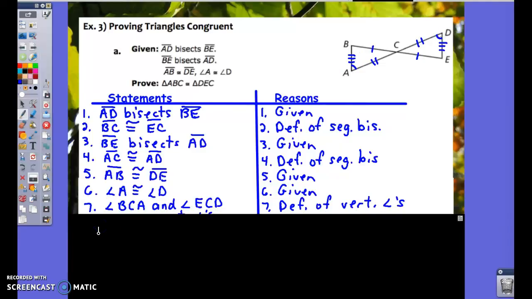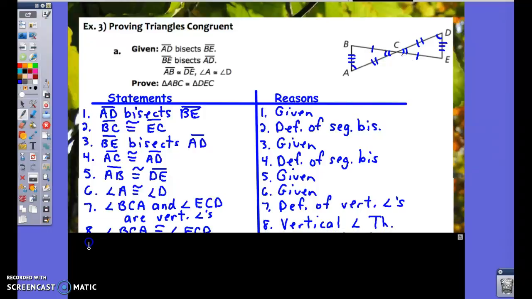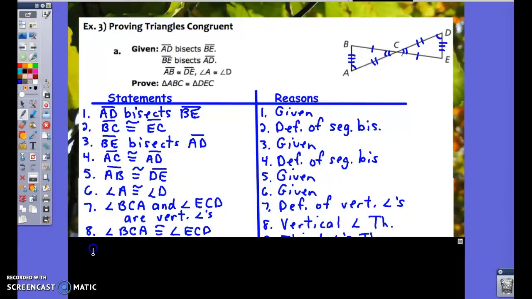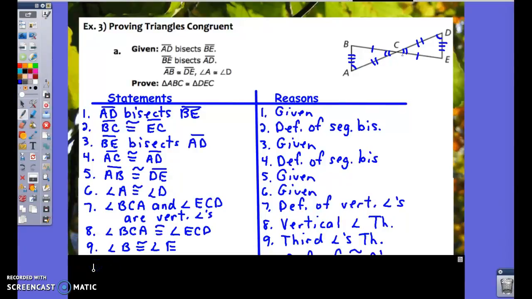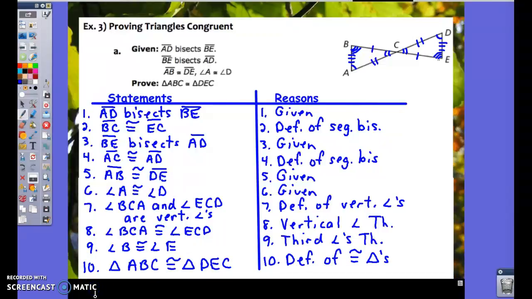We can always use the idea of vertical angles. So first we must say that they exist based off the definition, and then we can say that they're congruent because that's what the vertical angle theorem tells us. Now that we have 2 angles congruent to 2 angles, we can say the third set of angles is congruent. And once again, that's based off the third angles theorem. And now we can ultimately say the triangles are congruent because we have all 6 parts congruent to all 6 parts.